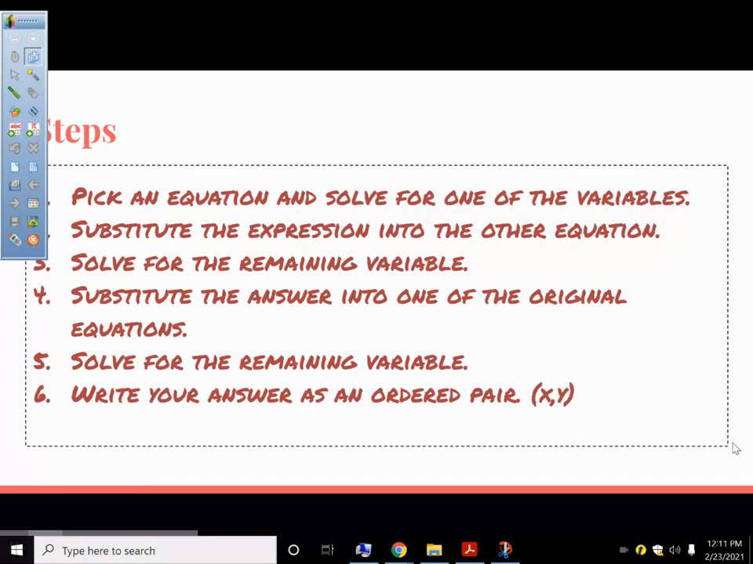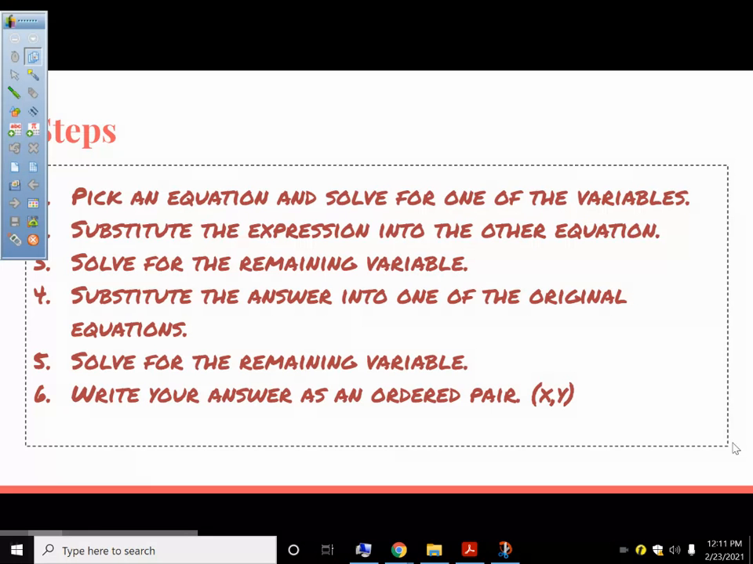All right, so you wrote down the list of steps. First thing is pick an equation to solve for a variable. Once you get the expression, substitute it into the other equation, solve for the remaining variable, and then substitute your answer into one of the original equations and solve for the remaining variable, and then write your answer as an ordered pair. Always write your answer as an ordered pair.